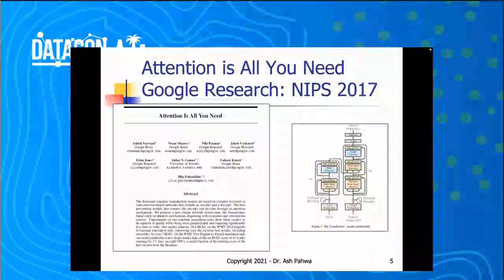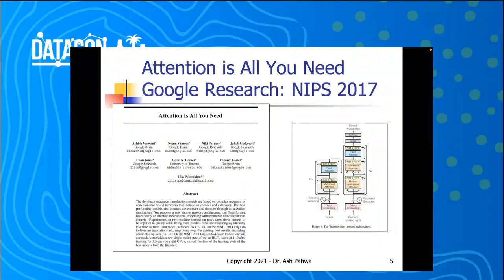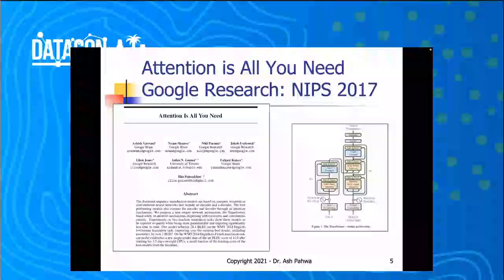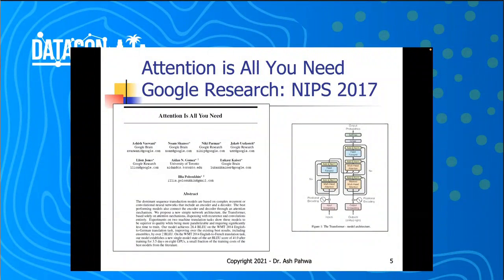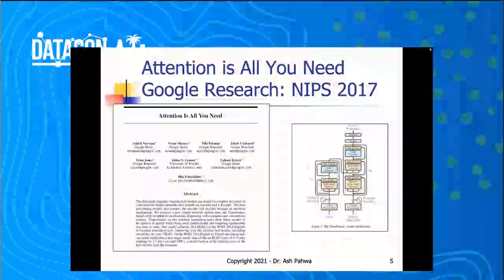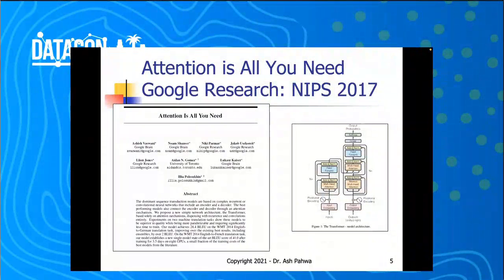Okay, as you can see, do I have a laser? No, we don't have a laser, then never mind. Just look at the diagram on the right-hand side. You can see that this diagram has been taken straight from this paper. Some of you who are already familiar with the transformer must have seen this diagram a million times before. On the left-hand side, you see the encoder, and on the right-hand side, you see the decoder.